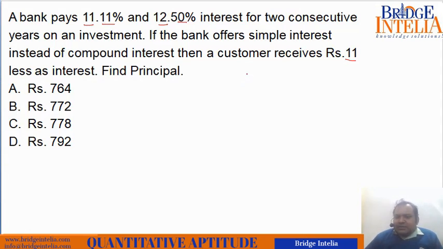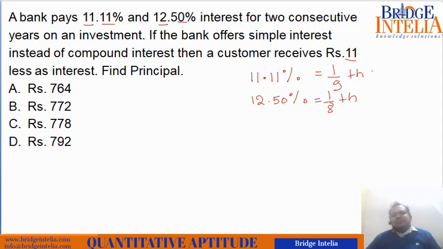So see, what is the meaning of the question? Before that, 11.11% is equal to 1 by 9th of something. Similarly, 12.50% is equal to 1 by 8th of something. If you have practiced questions based on percentages, you will understand how to solve this. So these are certain standard percentages.